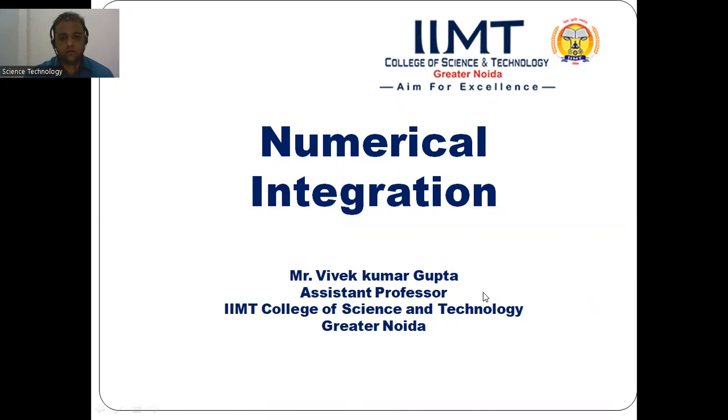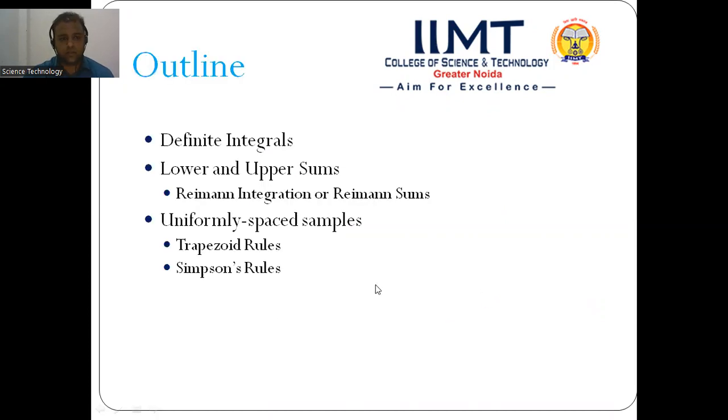In this lecture, we will discuss numerical integration. Let's first discuss the outline of this lecture series. The outline of today's lecture is: first, we will discuss the different integrals, lower and upper sums in the case of Riemann integration or Riemann sums, and two different methodologies for numerical integration which are used for uniformly spaced samples. The first is the trapezoid rule and the other is the central rule.